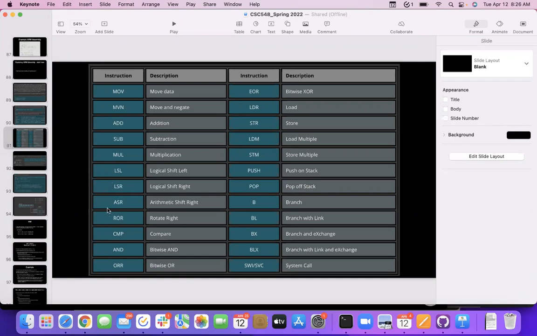Logical and arithmetic. Let me see if I can give you an example. Well, let's not give you an example. I don't want to burn time with that. Just those are bitwise operators. Rotate right, also a bitwise operator. Compare, this is effectively our if statement.